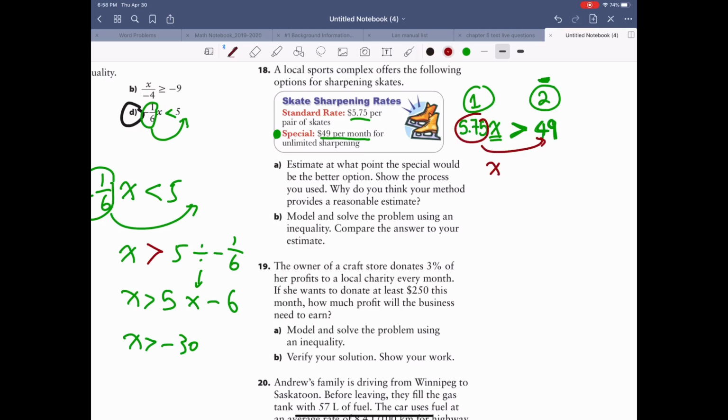You want to throw this over to the other side, divide by 5.75, and you just calculate. Okay, if x is a number that's bigger than this, the more pairs of skates you sharpen, the better the special deal will be. Okay.